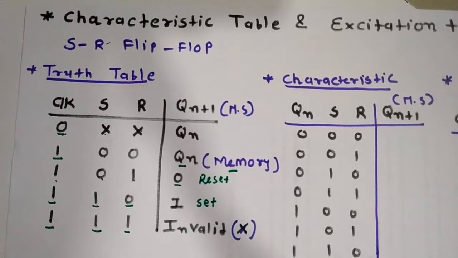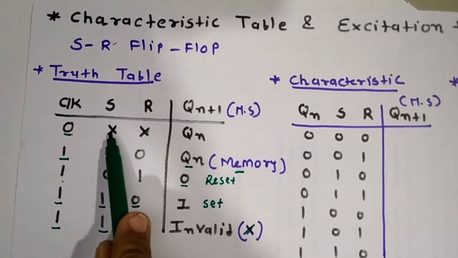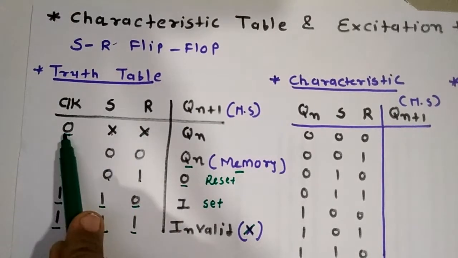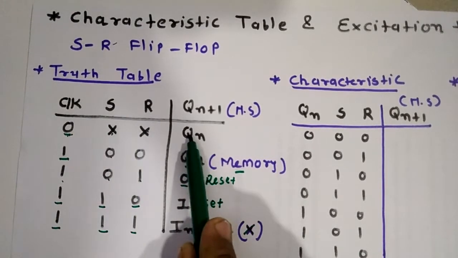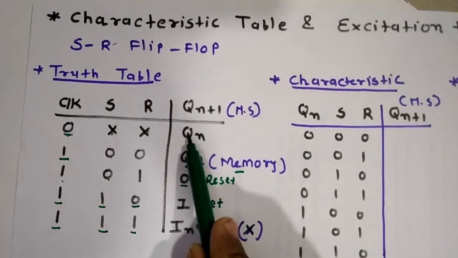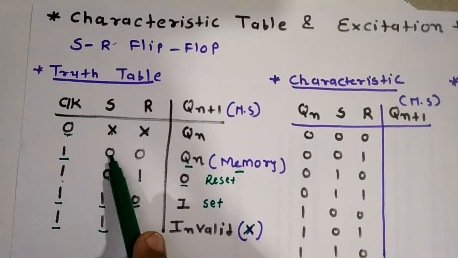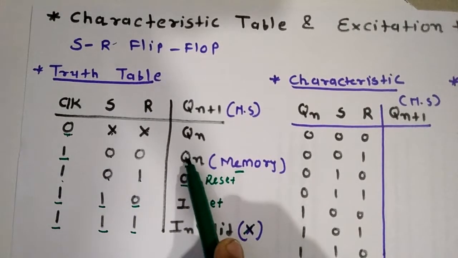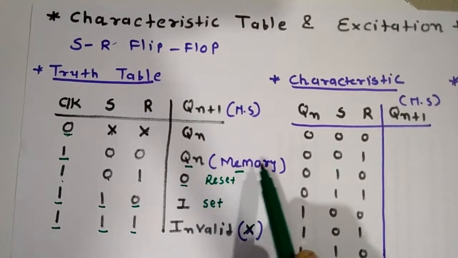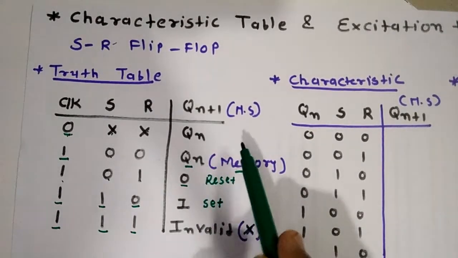So first of all, the truth table of SR flip-flop. If the clock is 0, then S is don't care, meaning S is 0 and 1, and R is 0 and 1, then the output is undefined, that means Q of N. If we provide clock 1, S equal to 0 and R equal to 0, then the output of SR flip-flop is Q of N, that means it works as a memory. The output becomes the previous value.